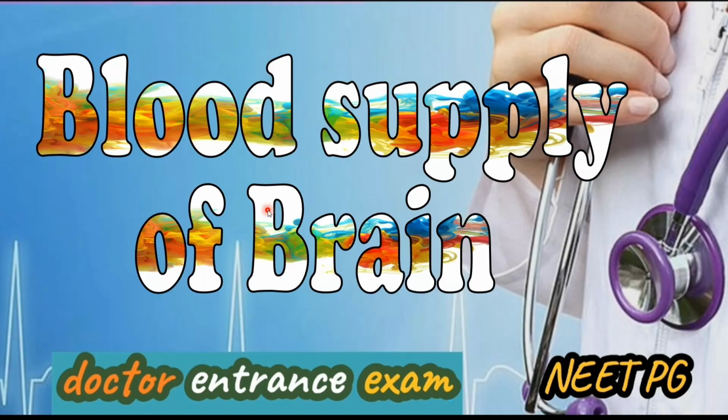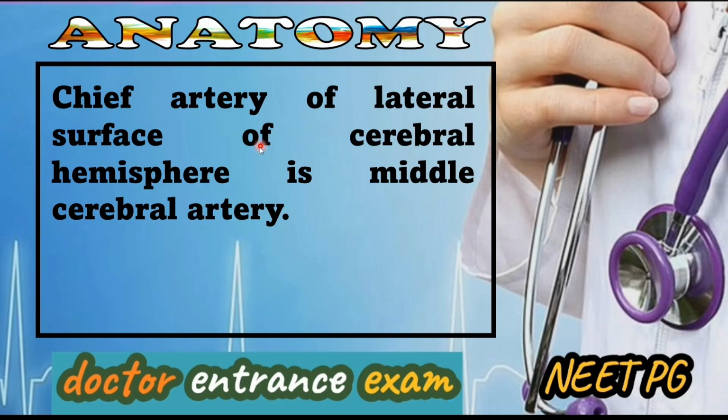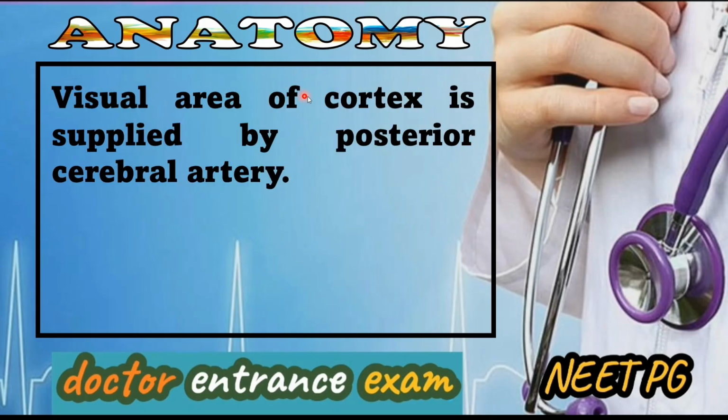Blood supply of brain. See the picture. Ophthalmic, anterior cerebral, middle cerebral, posterior cerebral, superior cerebellar, basilar, vertebral, internal carotid, common carotid, external carotid. Vertebral arteries are the posterior circulation, and the carotid artery: internal for the brain and external for the face. Chief artery of the lateral surface of the cerebral hemisphere is the middle cerebral artery. Visual area of cortex is supplied by the posterior cerebral artery.